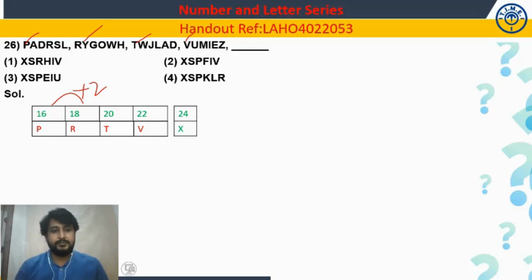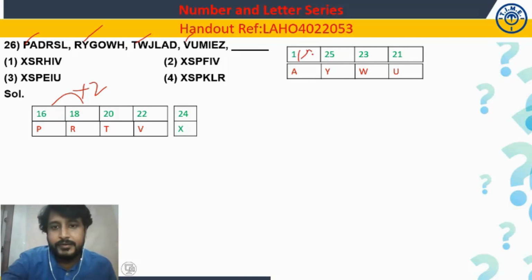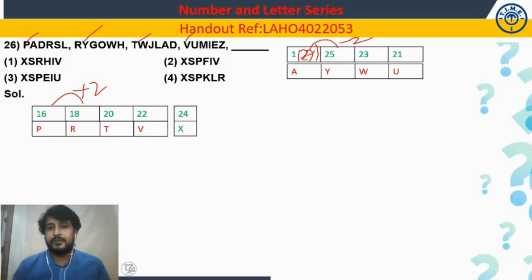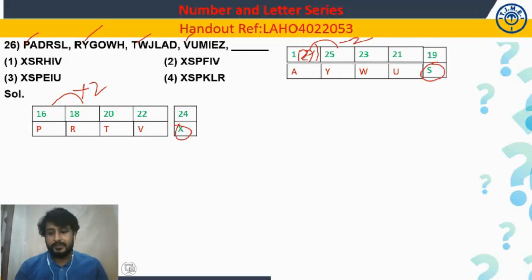Now let's go with the second set of letters. What are the second set of letters? A, Y, W, U. Place values: A is 1, or you can also write it as 27, don't forget. So 27, 25, 23, 21. What is the logic? Perfectly minus 2. 27 minus 2, 25. 25 minus 2, 23. 23 minus 2, 21. So 21 minus 2, 19. Which letter place value is 19? S. So my answer must start with X, S. How many options are matching with X, S? Almost all the options. Okay, fine.